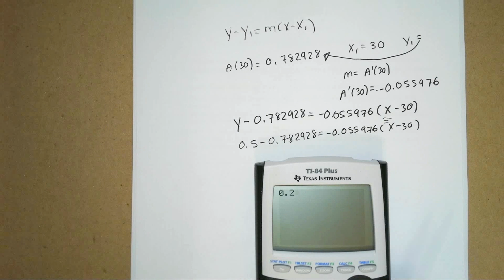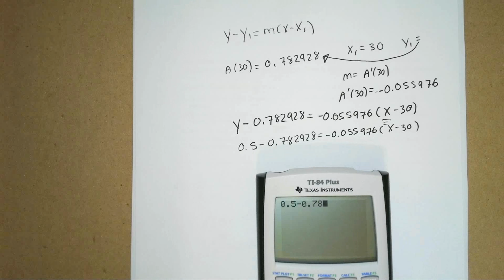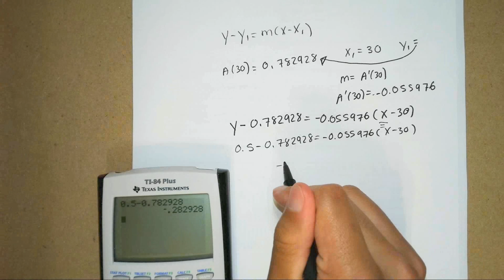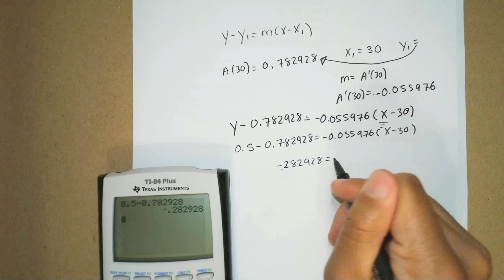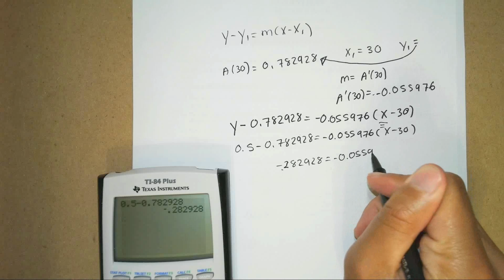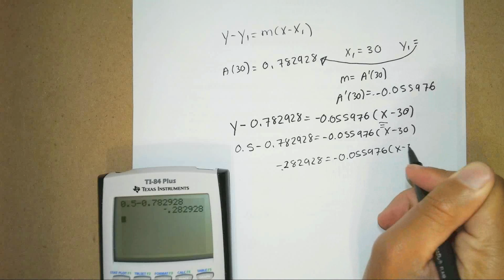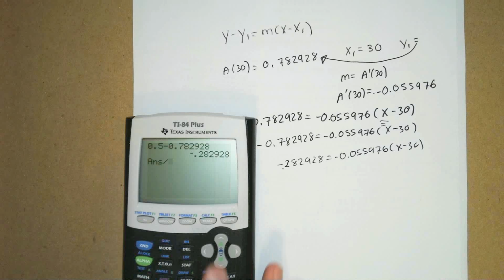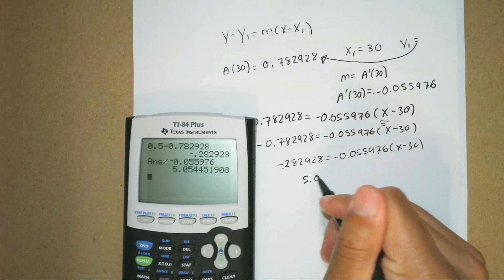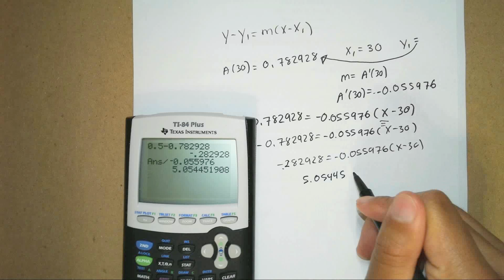0.5 minus 0.782928 gives me negative. So since I'm solving for x, I'm going to divide by this. Divided by negative 0.055976 gives me 5.05445 equals x minus 30.